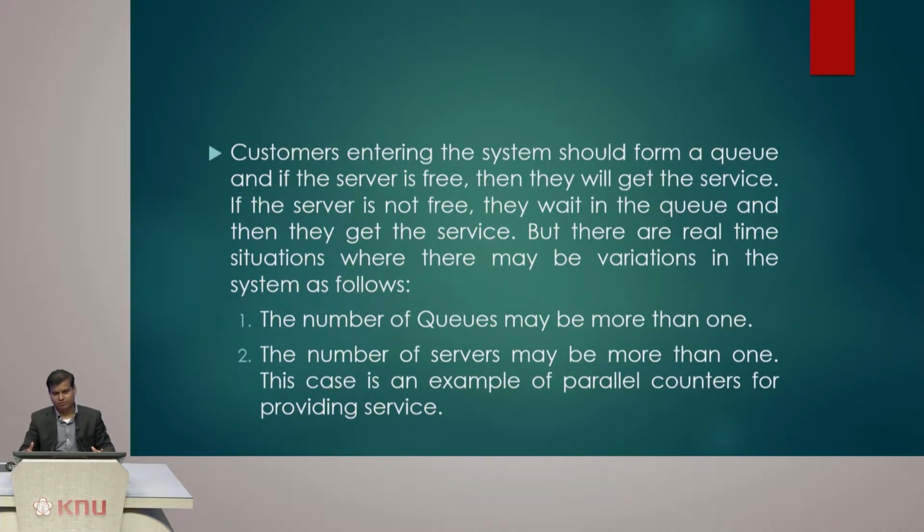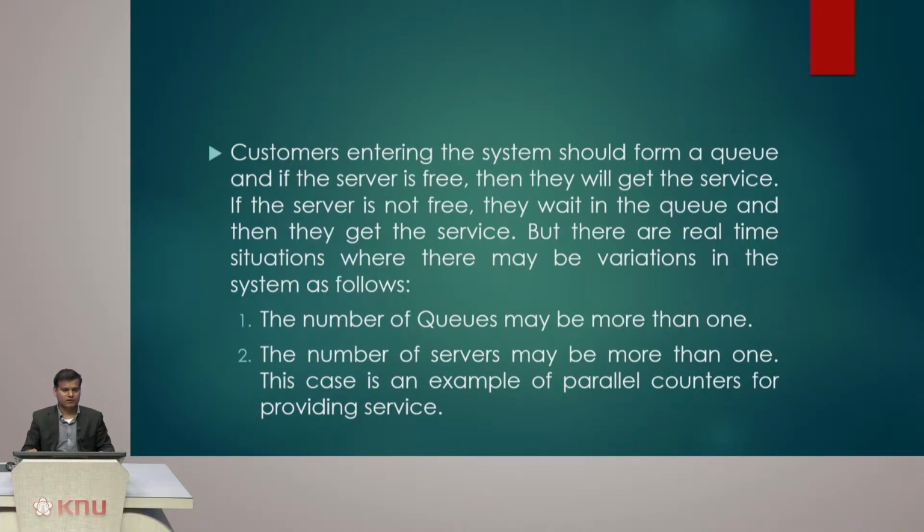For example, the number of queues may be more than 1. The number of servers may be more than 1. So sometimes we do have some parallel counters, and moreover in real time we do have a tendency to shift from one queue to another queue. So basically speaking, we are not considering that point today. We assume that the passenger, whoever goes into one queue, stays in that queue until he is served.